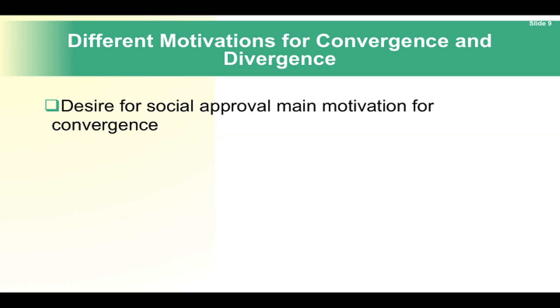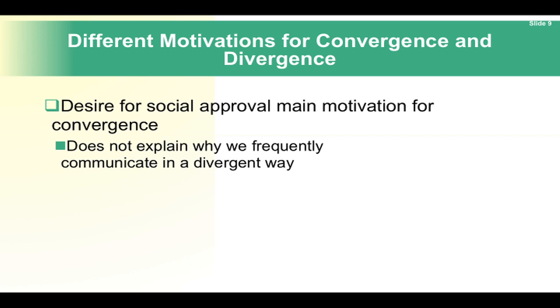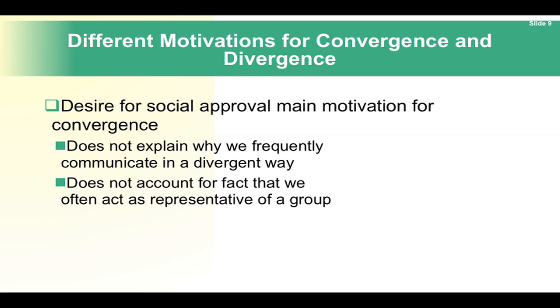Different motivations for convergence and divergence. The desire for social approval is a main motivation for convergence. It does not explain why we frequently communicate in a divergent way. It does not account for the fact that we act as a representative of a group.